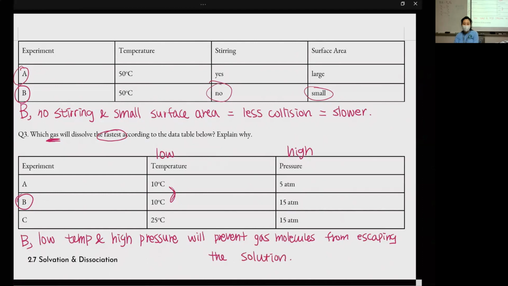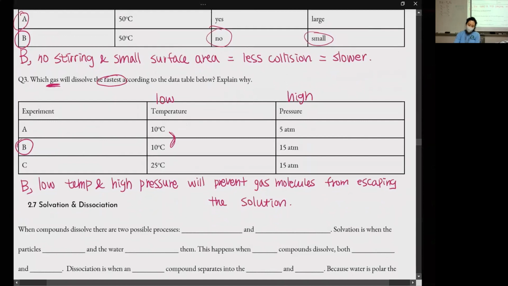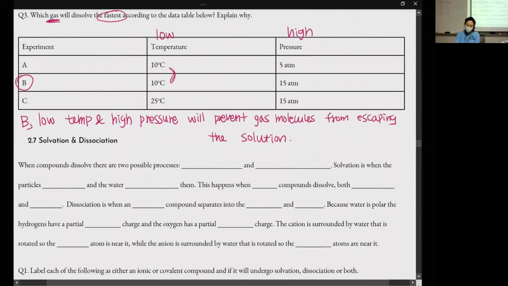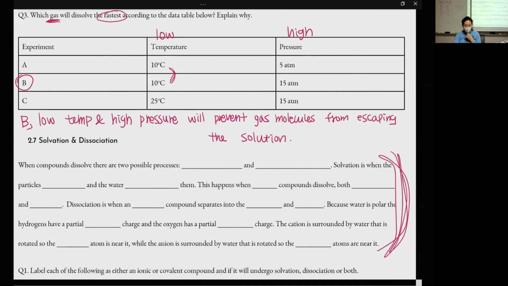Wow, finally we're at the last section. The last section is about solvation and dissociation. What I'm going to tell you is, if you are able to distinguish between the covalent compound and ionic compound, and you're able to tell me the difference between solvation and dissociation by using this part, then you will probably get a full point on that particular question. Okay, so here we go.